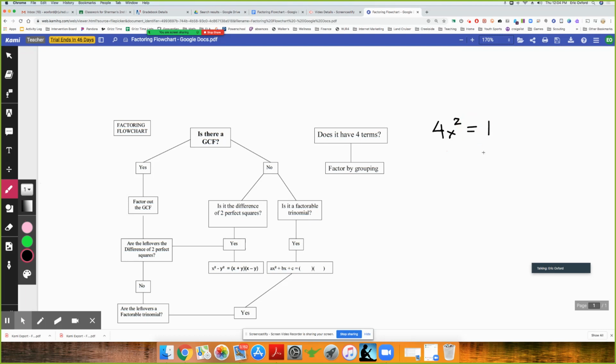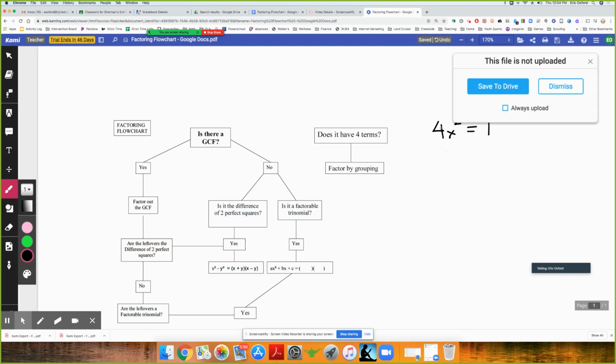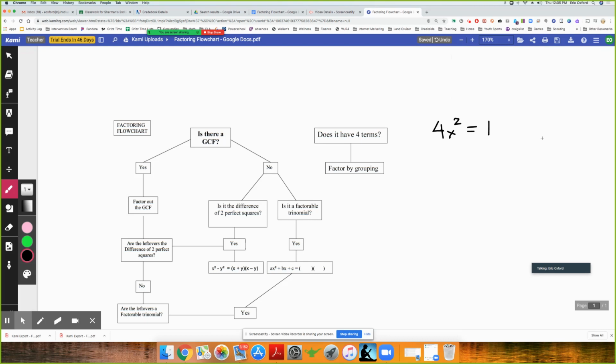Okay. So Justin, you wanted to work on, sorry, it wants me to upload the drive, which I just did. Okay, so Justin, here's our quadratic number 2 here. Okay, so if we were to look at this, this is Sherman's class.